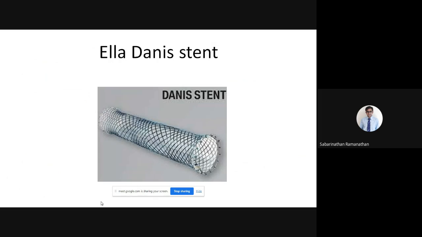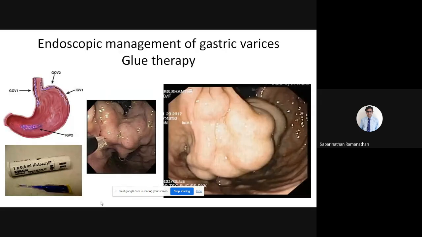So this is one of the stents available. This stent is called the Danis stent. You have done the banding, but still the patient has a rebleeding, an ongoing active bleed. We can apply this Danis stent through endoscopy, and it will expand, and it will compress the varices and the bleeding points. We can remove the stent after 5 to 7 days. So this is used in patients who have undergone banding, and again present with bleeding.